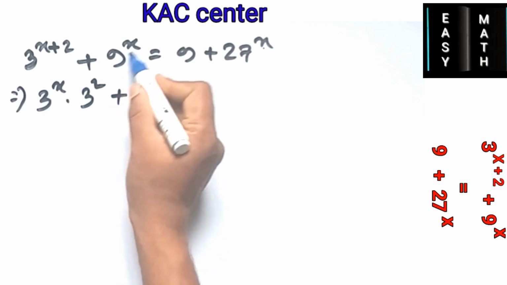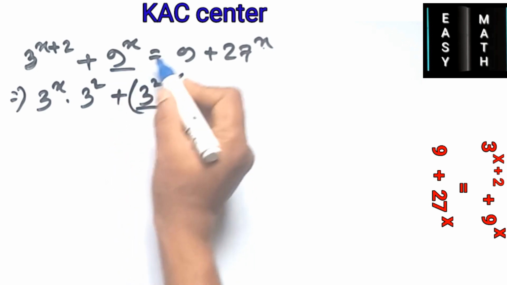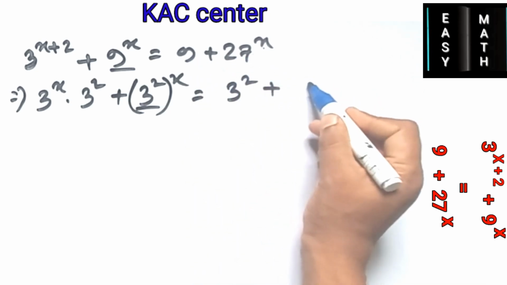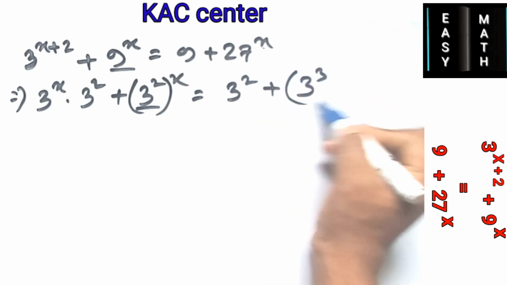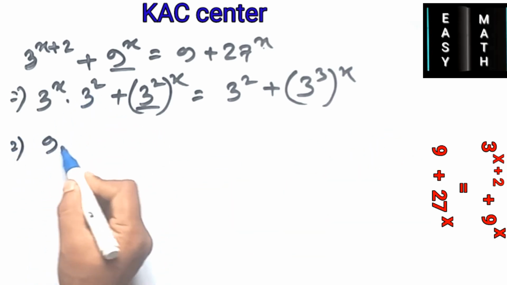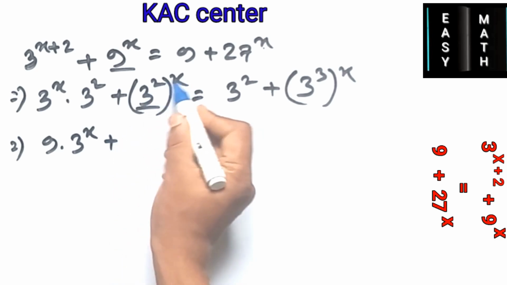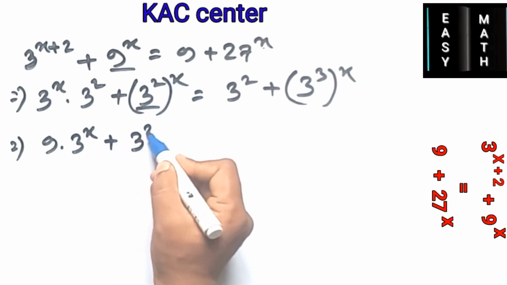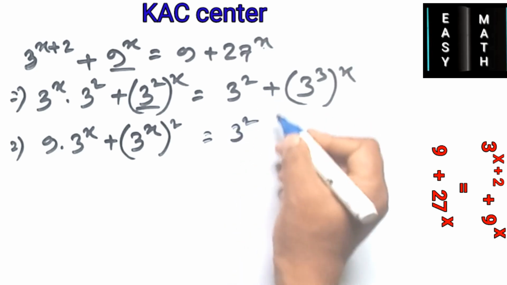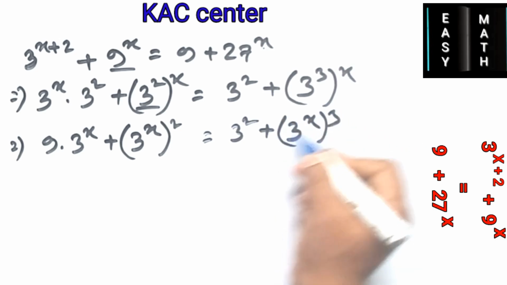Similarly we can write this, and now this is 9 and this is 3 to the power x, and this is the interchange of this power. So x is squared, and this is 3 squared, and this is the interchange. So you can write this.